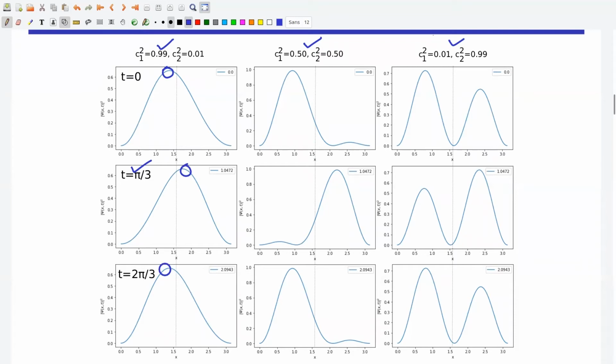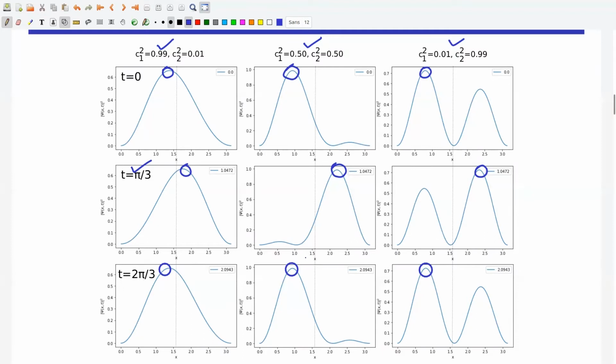For the first excited state like wave function, there are two peaks initially. The left one is higher than the right one at time t equal to 0. At time t equal to pi by 3, the higher peak moves to the right hand side of the box. And then it comes back to its initial position at time t equal to 2 pi by 3. For the 50-50 mixture, there is a large peak in the left hand side of the box, which moves to the right hand side at time t equal to pi by 3, and then it moves back to its initial position at time t equal to 2 pi by 3.